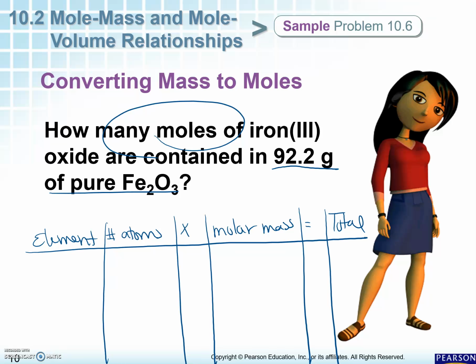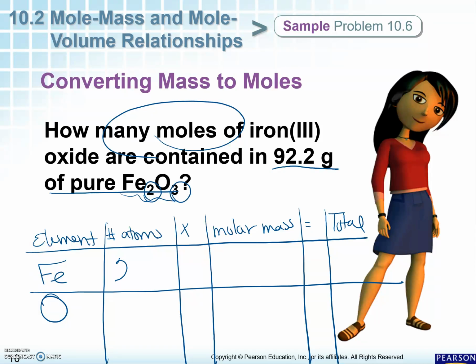We have the elements on the left, and if you look at our compound, you have 2 elements. You have iron, Fe, and oxygen. That's the capital O. Then you want to figure out how many of each, and remember that's our subscript. So you have 2 irons and 3 oxygens.